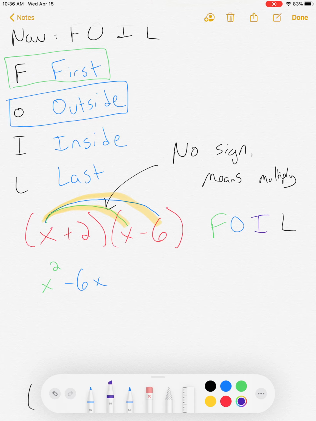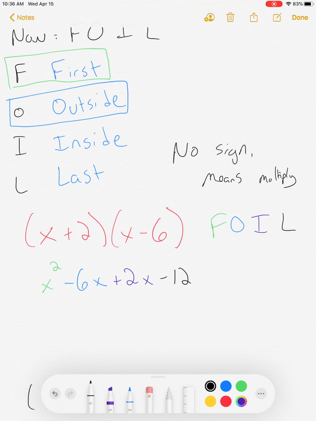Next up, I have I. I stands for inside. So I want to multiply the 2 terms on the inside. I have a 2 and an x on the inside. Well, 2 times x, they're both positive, is plus 2x. L stands for last. So now I'm going to multiply the last 2 terms on both sides. My last terms are 2 and negative 6. What is 2 times negative 6? Negative 12.